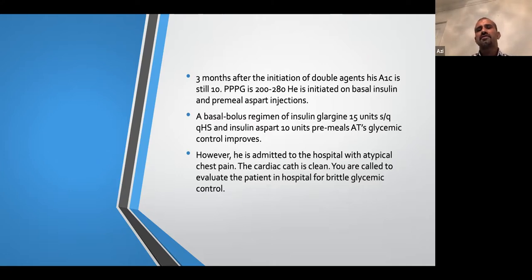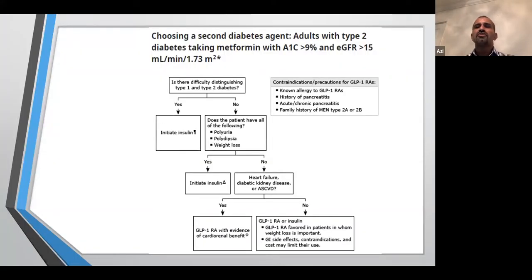However, after a few days or few weeks, the patient is admitted. It's a hypothetical situation. I put together a few cases to help our understanding of how we follow these patients and change the management. The patient is admitted to the hospital with atypical chest pain. The cardiac cath is clean. You are called to evaluate the patient in the hospital for brittle glycemic control. Next slide, please.